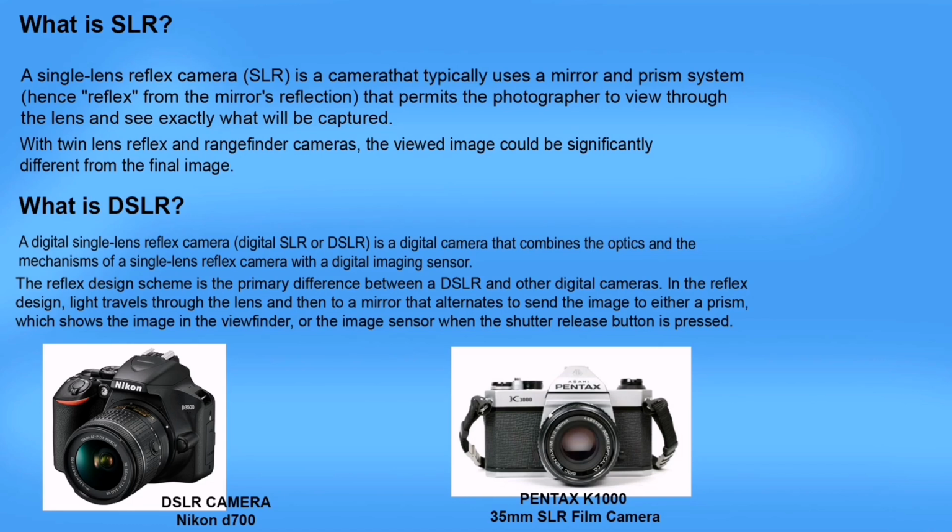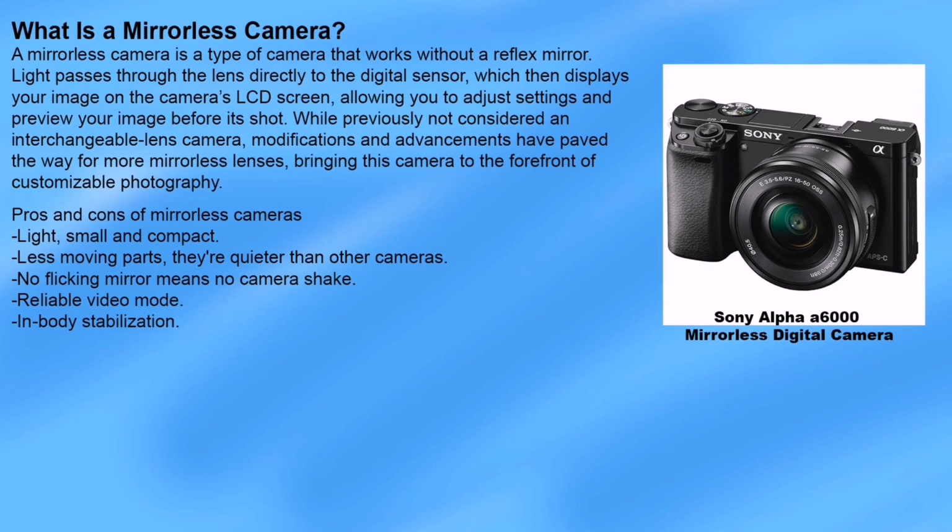And then what is the DSLR? DSLR means a digital single lens reflex camera. It's a digital camera that combines the optics and the mechanism of a single lens reflex camera with a digital imaging sensor. Okay, go on to the next one, what is a mirrorless camera?